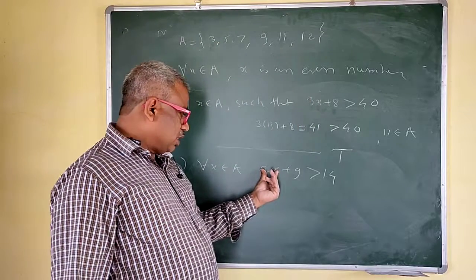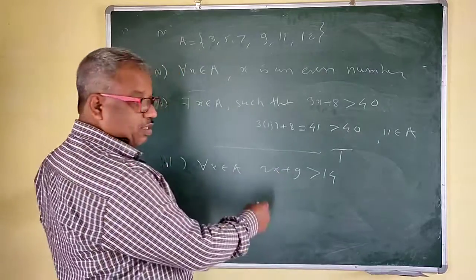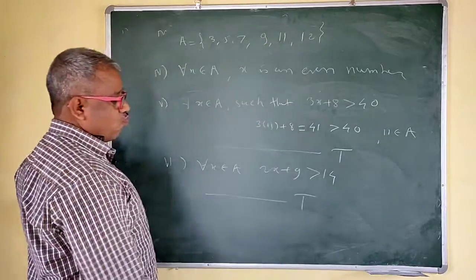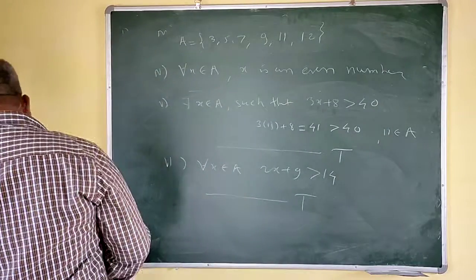So for 3, 6 plus 9 is 15. So 15 is greater than 14. So truth value of this statement is true, right? Okay, so I hope that you understand this one.